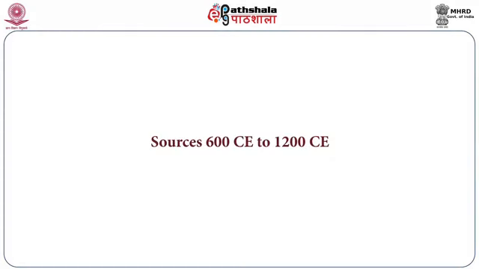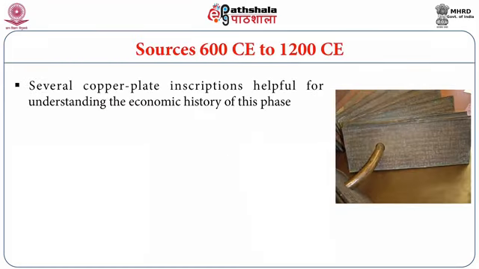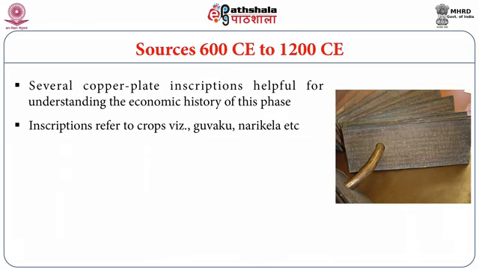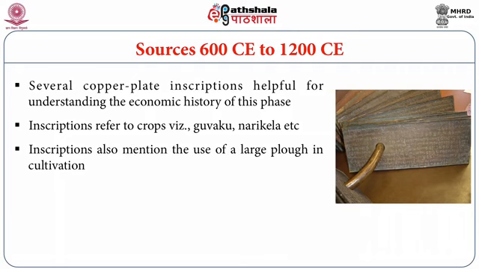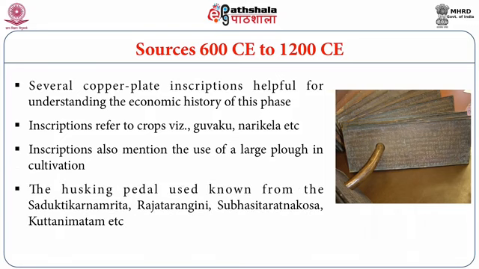Let us see. Sources from 600 CE to 1200 CE. What we get from these sources? Several copper plate inscriptions are helpful for understanding the economic history of this phase. Inscriptions refer to crops, Gubako, Narikela, etc. Inscriptions also mention the use of a large plough in cultivation, the husking pedal known from the Shadukti Karnamrita, Rajatarangini, Shubhashita Ratnakosha, Kuttani Matam, etc.